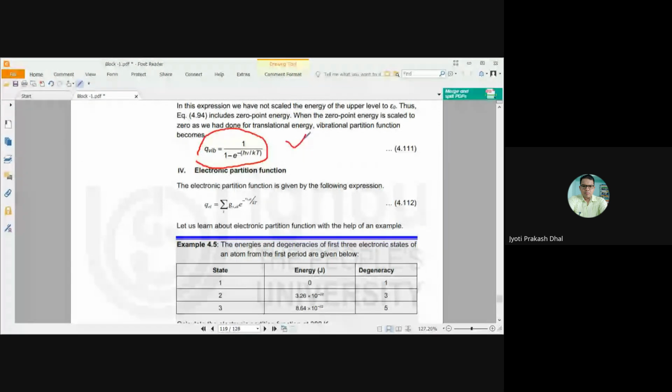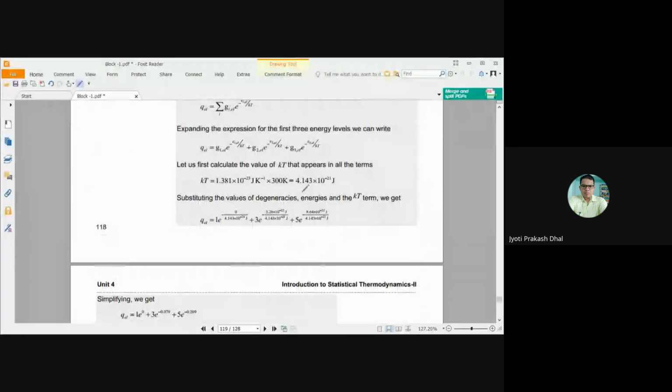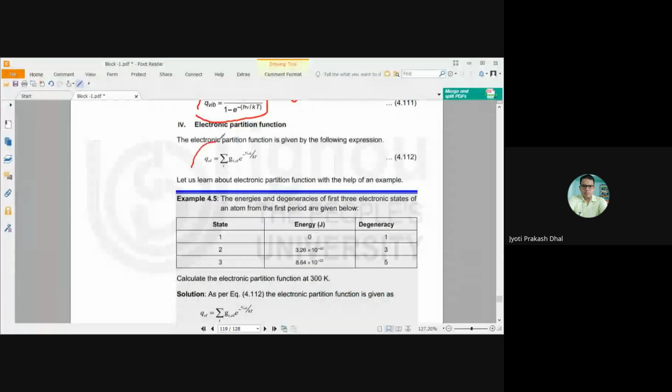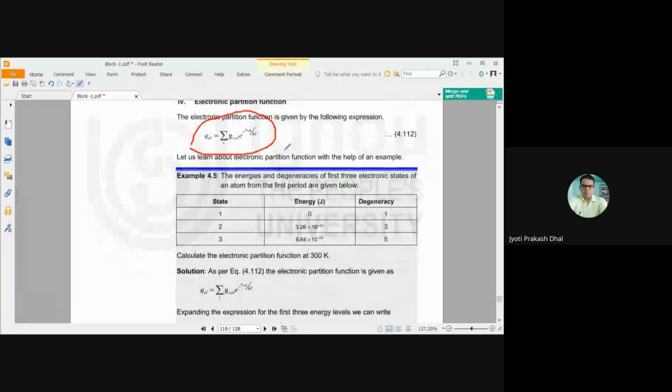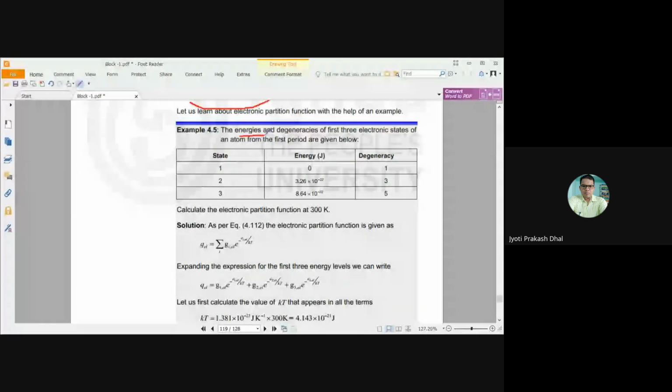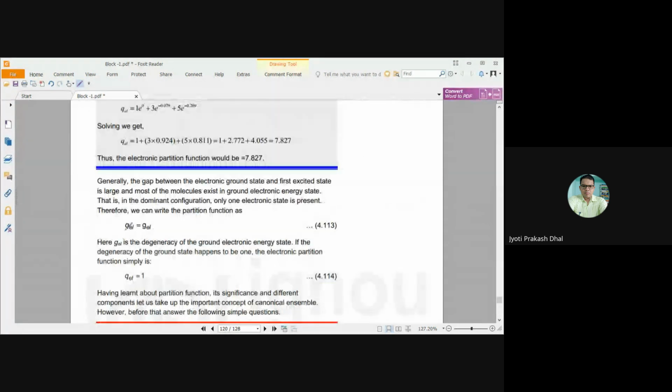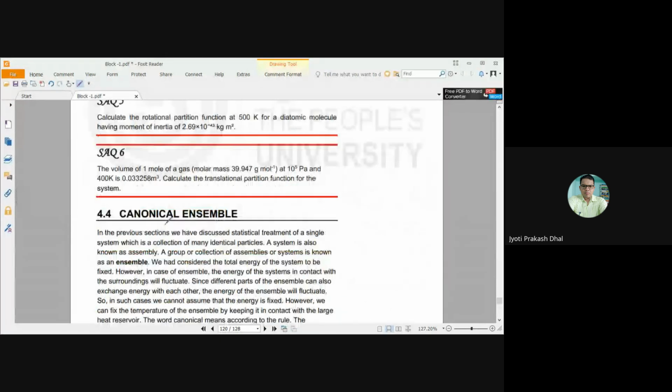And similarly, solving for the electronic partition function, it is given by the expression Q electronic equals the summation of g_i electronic into e to the power minus epsilon_i electronic by kT. So the energy and the degeneracy of the first three electronic states of an atom from the first period are given like this. Calculate the electronic partition function at 300 Kelvin. By putting in these values, we can find the electronic partition function.